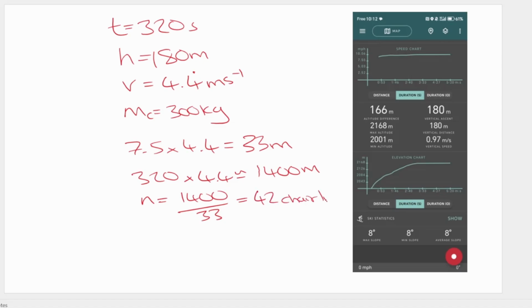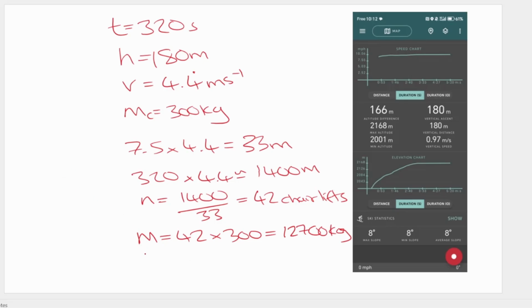Now that's going to allow us to work out the total mass, which we just called m. It's about 42 multiplied by 300, and that's just the chairlifts themselves. That gives approximately an impressive 12.7 tons. It's actually 12.727, but of course we're estimating here. So we're talking about 12,700 kilograms roughly.